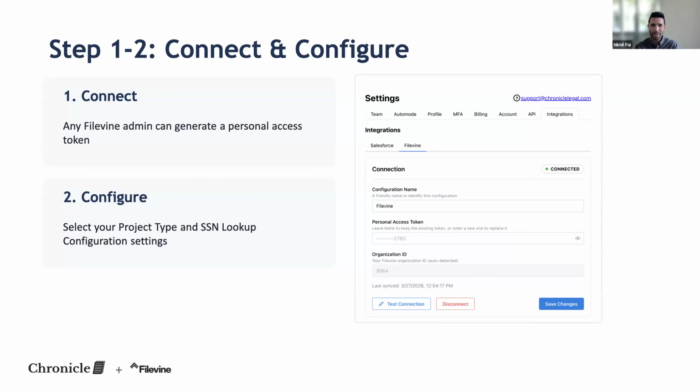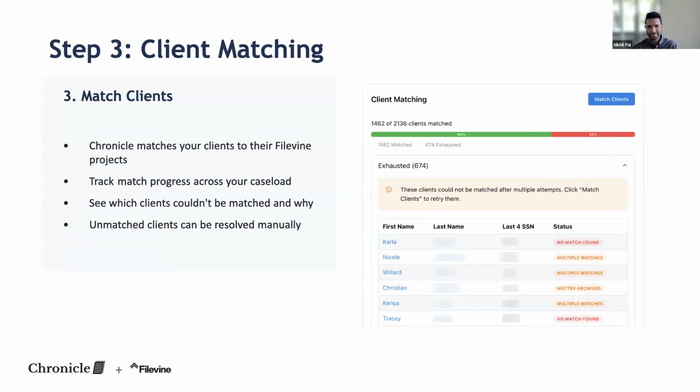Yeah, so quick summary there. Step one is connecting it. You will need to create an access token in Filevine. And just a quick reminder, the steps are turn on the integration, create the service account, generate the access token, and then paste that into Chronicle. And then you configure the matching. So how do we find the SSN in Filevine? Is it on the contact or is it in a project section? Cool. Then we run the client matching, so that we're able to see who we've been able to match based on last name and last four of SSN.